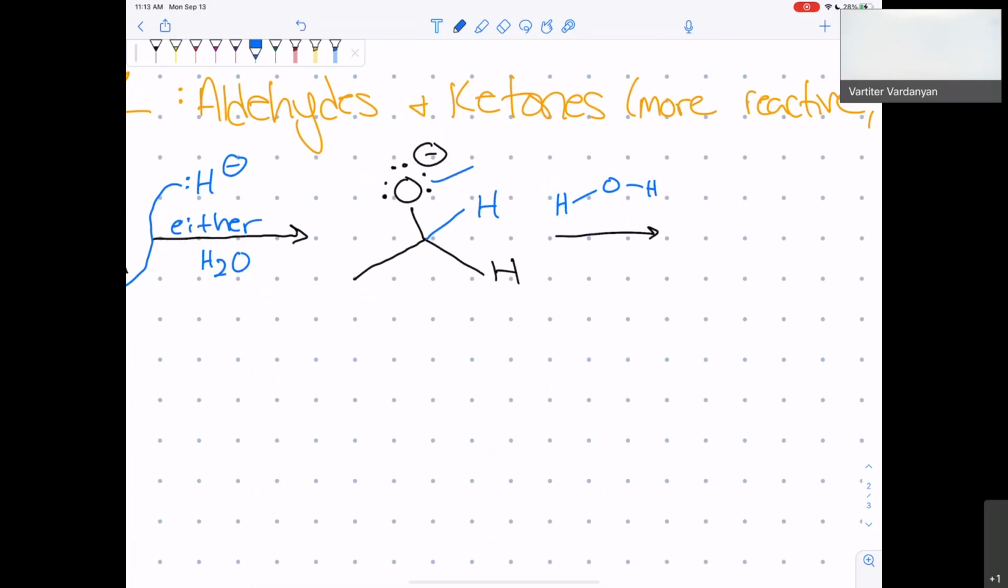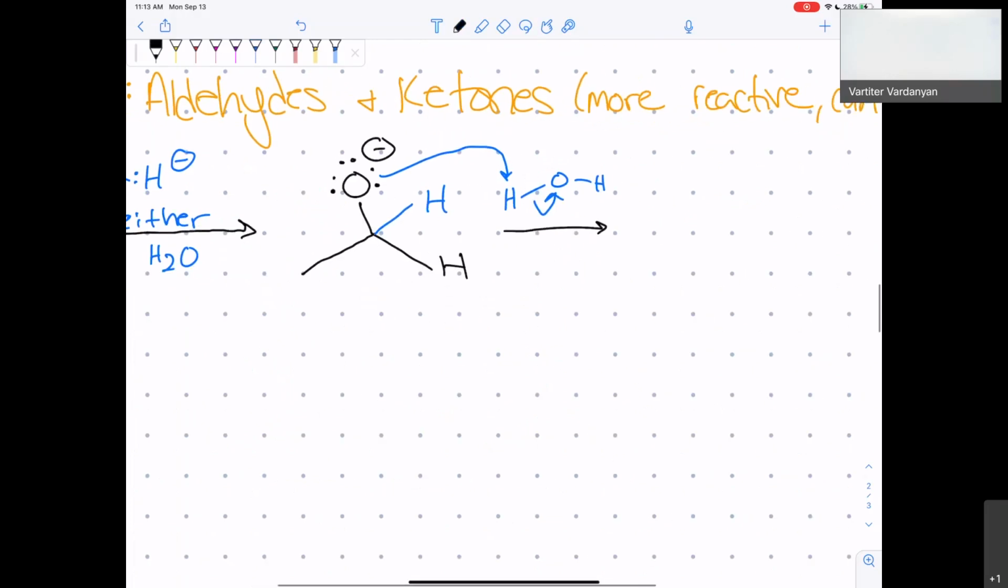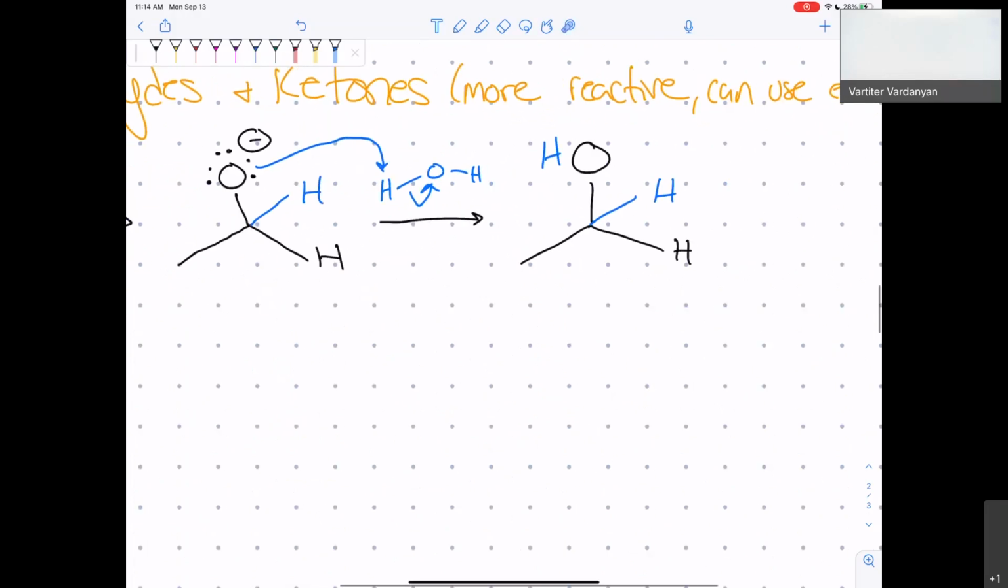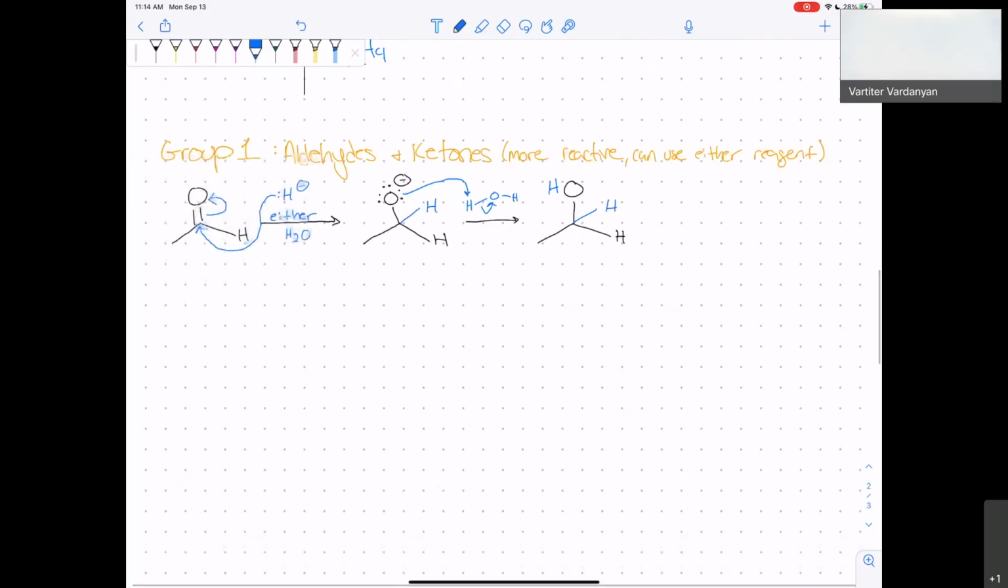All right, so we're going to protonate. I'm pretty sure you guys said that. And now we get an alcohol. What kind of alcohol is this? Primary, because there is one carbon group attached. So we can say in summary that an aldehyde plus either reagent equals a primary alcohol.